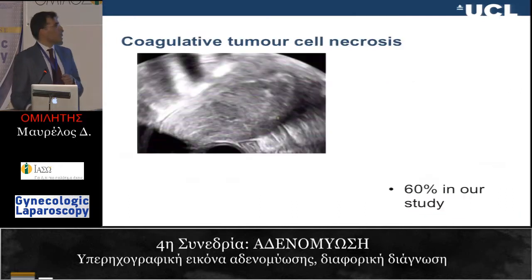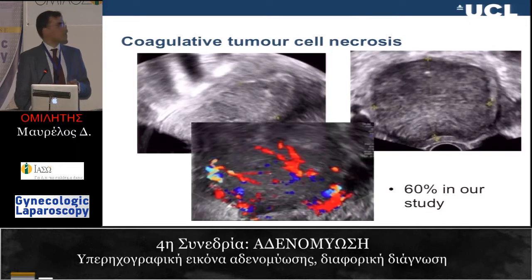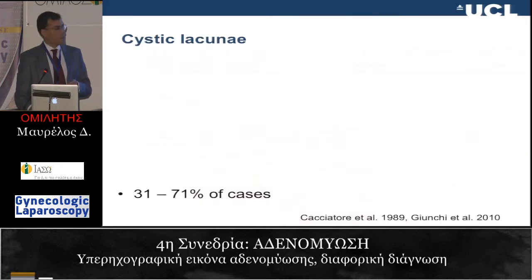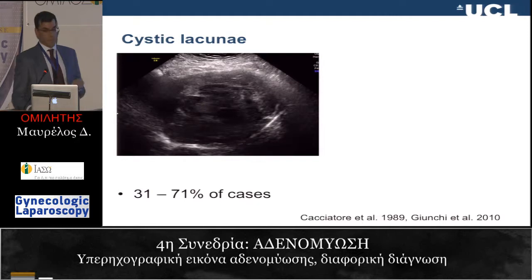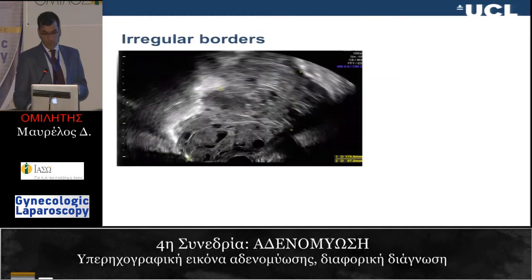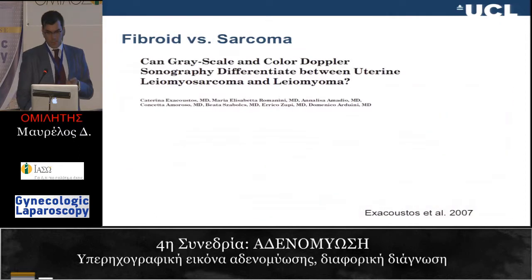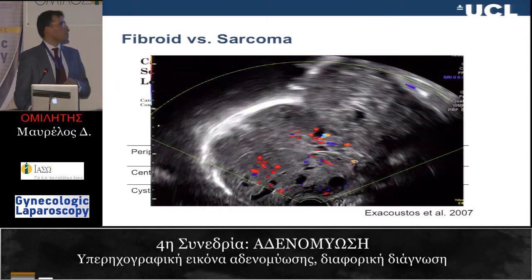And here's an example, maybe not so clear here. I think this one is clearer. This is a situation where basically the middle of the tumor has started dying off and becomes soft. And this is what the pathologist called coagulative tumor cell necrosis. The thing that can confuse things, it can have cystic lacunae, like this, similar to adenomyosis, I guess, but it has irregular borders, like this, and like that. I'm not going to bore you with that.